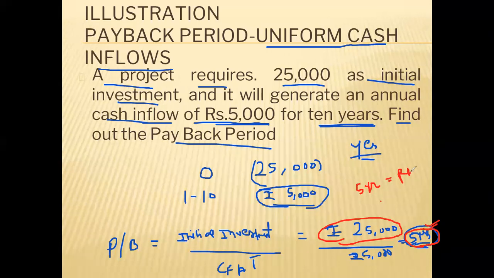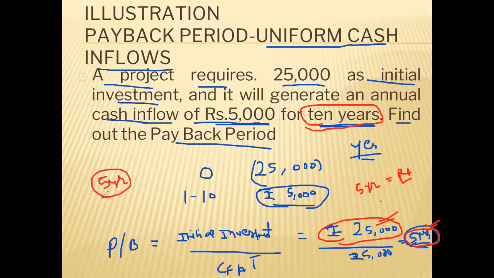Understood? This project is for 10 years. So in 5 years, you can recover back your initial investment cost. So remaining 5 years will be your profit. So you can invest in this project. So this is the meaning or concept of payback period. So payback period will tell you in how many years you can recover your initial investment. Okay, all the remaining years will be your profit.